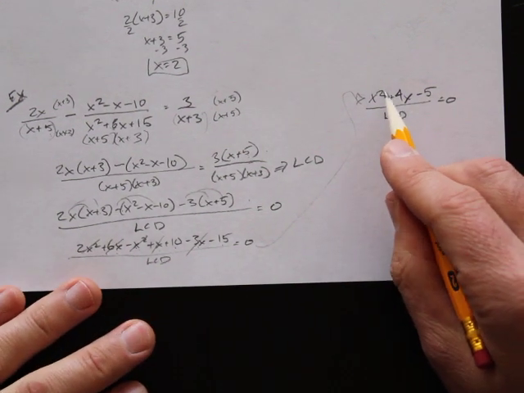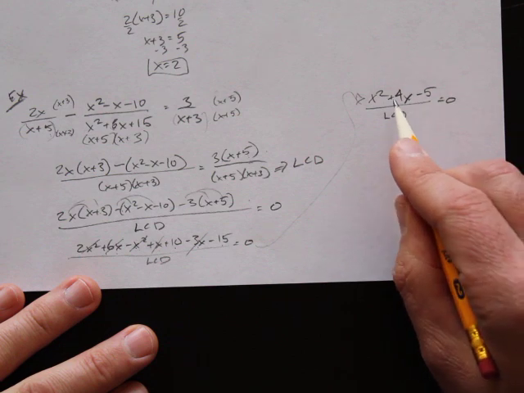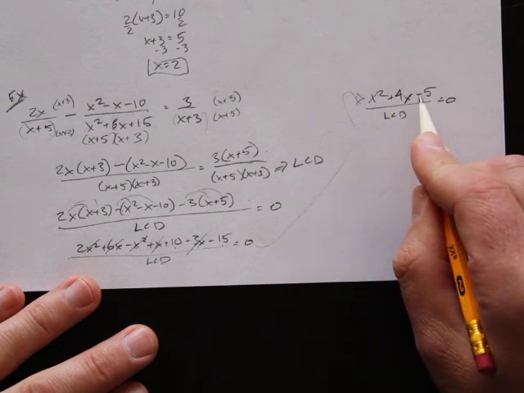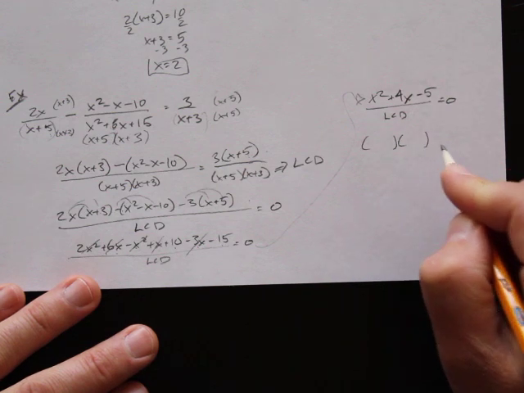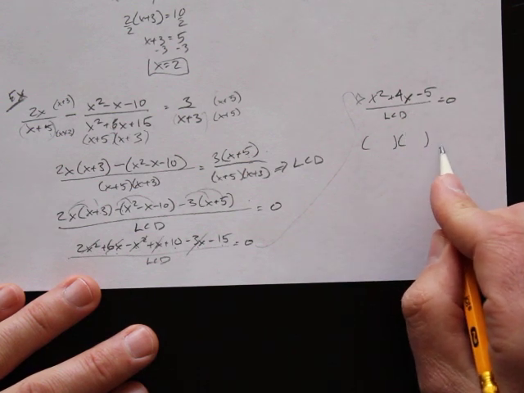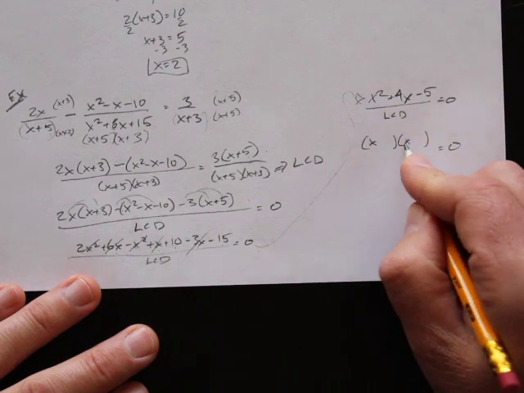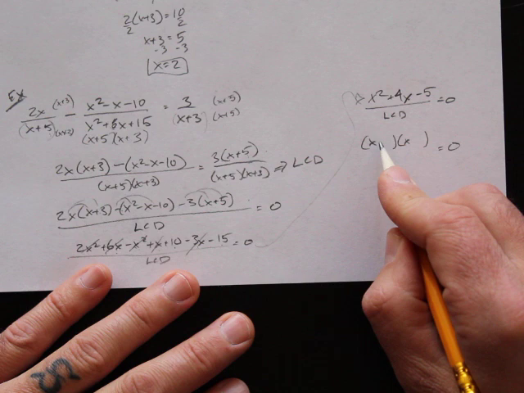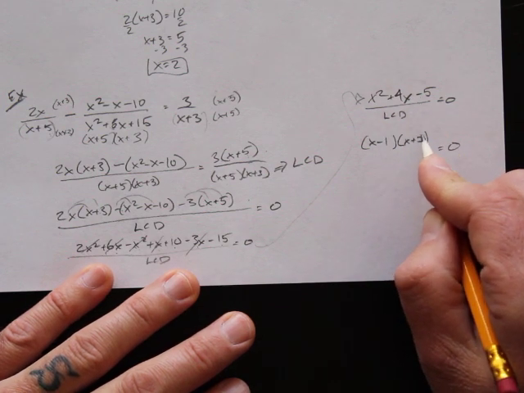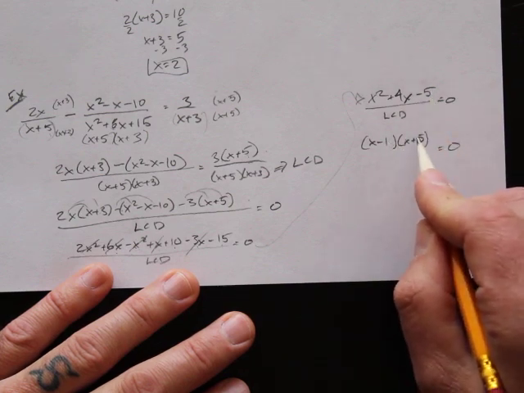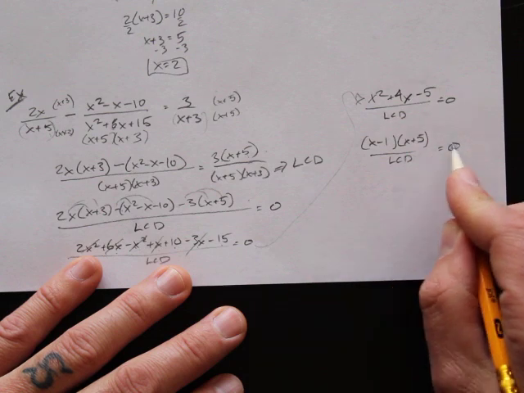Now I'm going to look at this up here and factor my numerator here. So what do I multiply together to get negative 5, add together to get positive 4? Let's see, x minus 1, x plus 5. That'll get me negative 5. That'll get me positive 4. Great. Over my least common denominator equals 0.